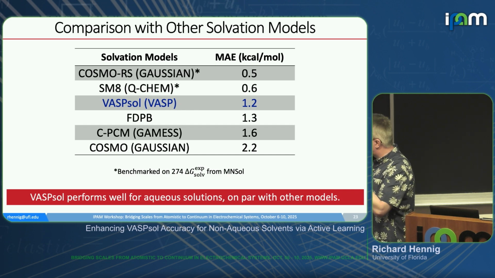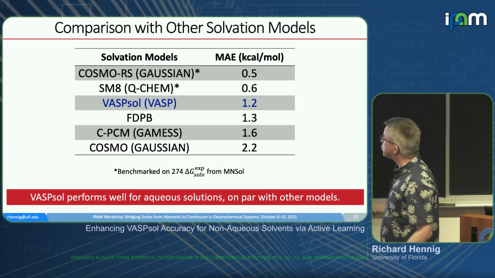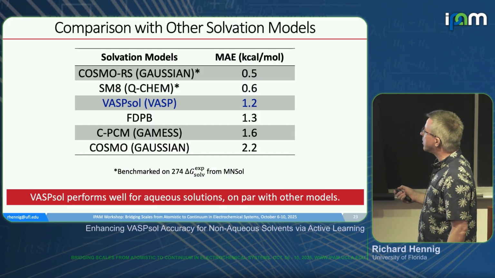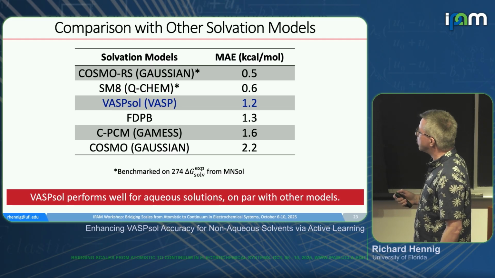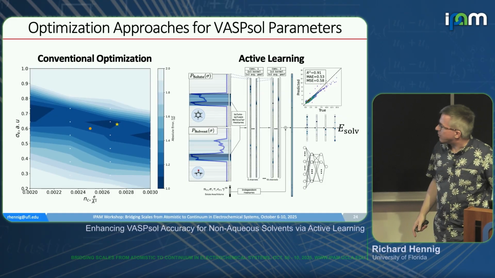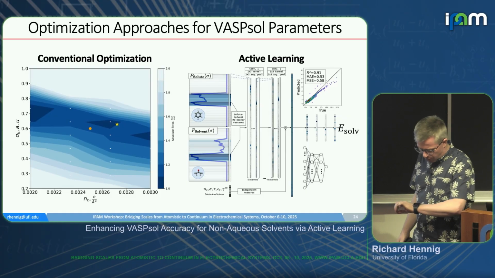I want to compare to some other solvation models just to kind of set the stage where we are compared to other ideas. And we're falling right smack in the middle here compared to some of these other models. So it's a good model for water. For not water, as I said, we got to improve that. So now how do we do that?